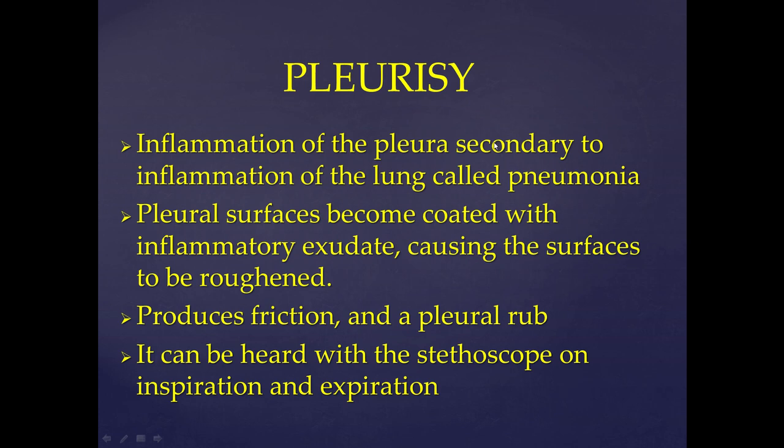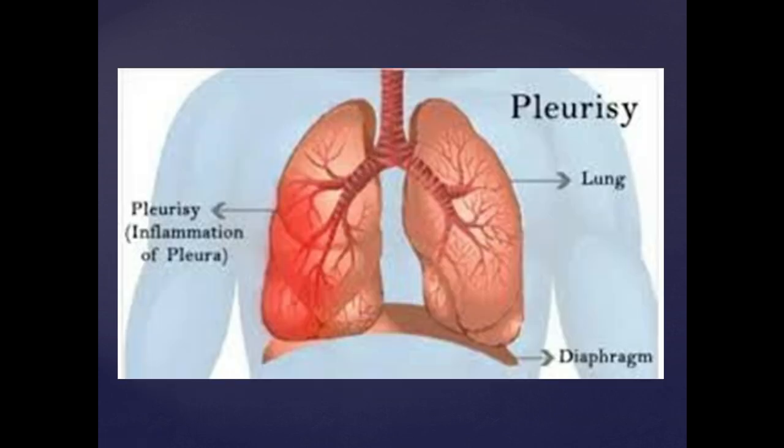There is one more term that is known as pleurisy. What is pleurisy? It is the inflammation of the pleura. That occurs due to conditions like, say, pneumonia. The pleural surfaces become coated with inflammatory exudate, and the surface becomes rough. When there is roughness, there will be increased friction, and the pleural rub can be heard with the help of a stethoscope, of course, during inspiration as well as expiration. So pleurisy is normally seen in conditions like pneumonia.